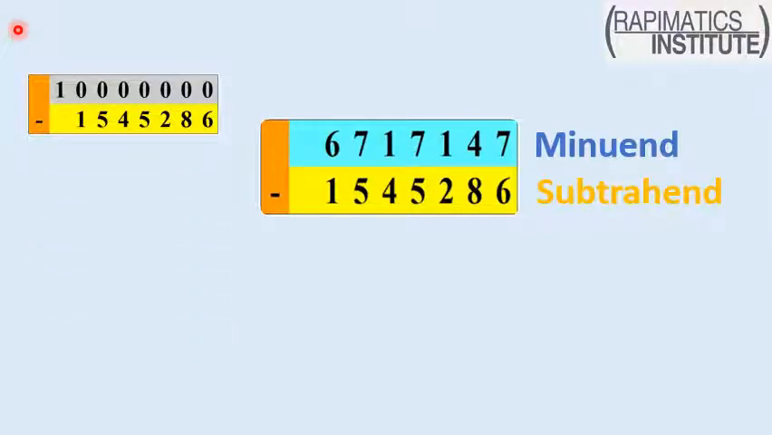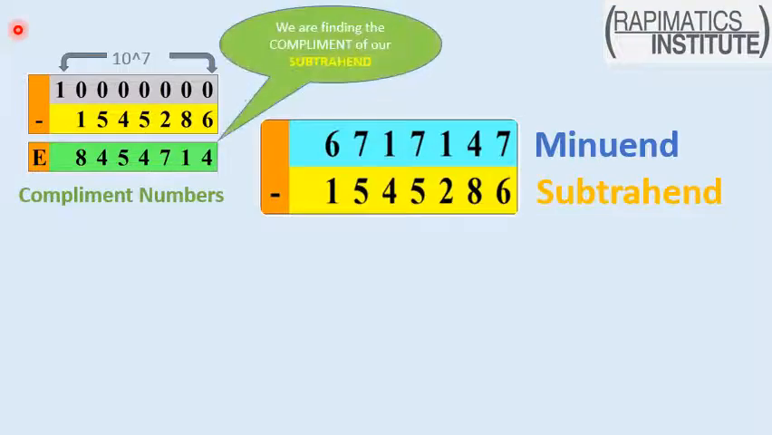Now the first thing we're going to actually do is find the complement of the subtrahend. And that's 8454714. They're complement numbers because 1545286 plus 8454714 add up to be a power of 10. These numbers add to be their complement numbers because they're a power of 10.